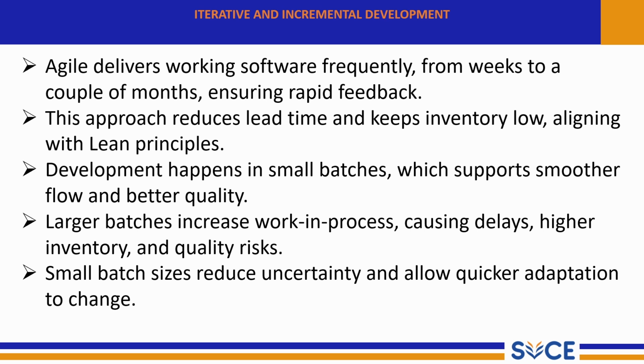Instead of waiting till the end of the project to show results, Agile teams deliver small working features regularly, every 2 to 4 weeks. This allows the customer to review progress early and give feedback, reducing the chance of building the wrong product. This approach reduces the lead time and keeps inventory low, aligning with the lean principles.